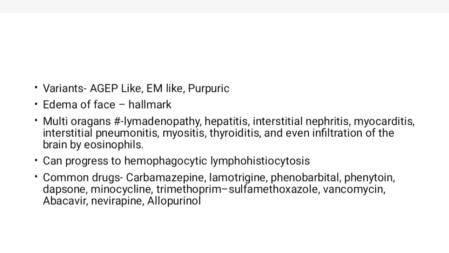Common drugs causing are carbamazepine, lamotrigine, phenobarbital, phenytoin, dapsone, minocycline, trimethoprim, sulfamethoxazole, vancomycin, abacavir, nevirapine, and albuterol.